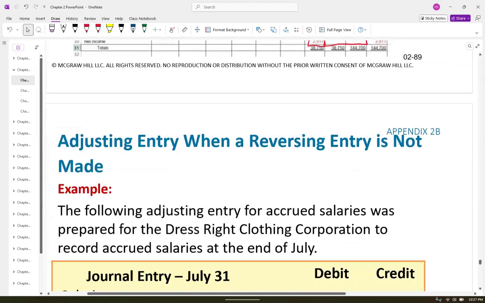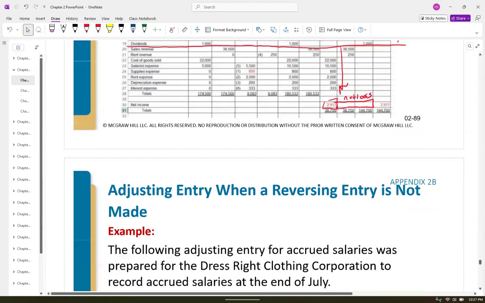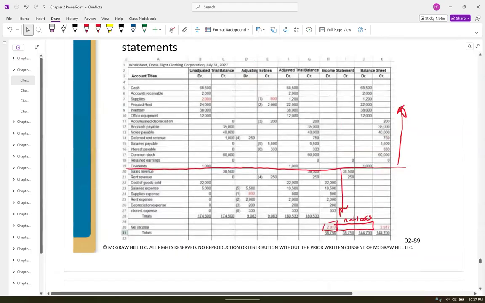Okay. We are not going to do reversing entries because hardly anybody ever does reversing entries. So that is the end of this chapter. I'll see you in chapter 3.